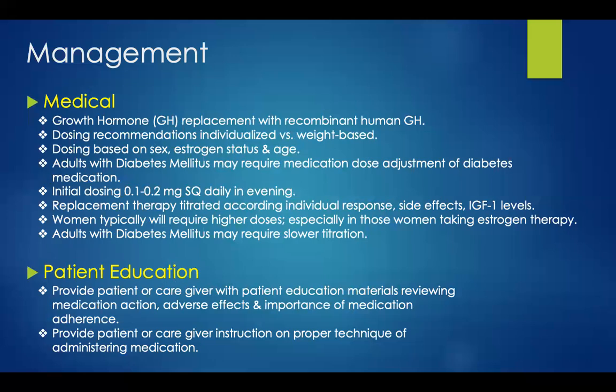You also want to give replacement therapy, which is titrated according to the individual's responses, meaning their repeat lab exams, side effects, and as I've mentioned, the IGF-1 levels. Women typically will require higher doses, and especially in those women who are taking estrogen therapy. Adults with diabetes mellitus, when you are titrating the dose of the growth hormone replacement, it is usually done at a slower titration.